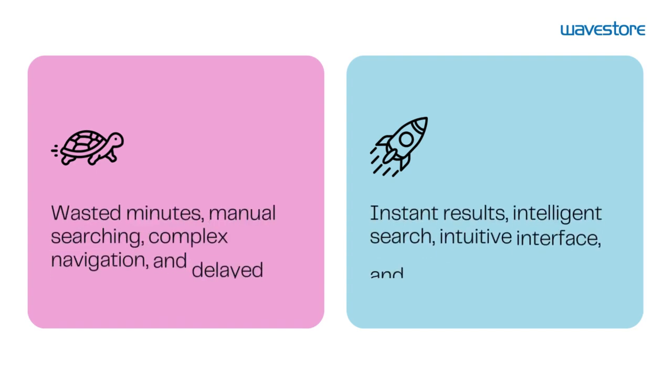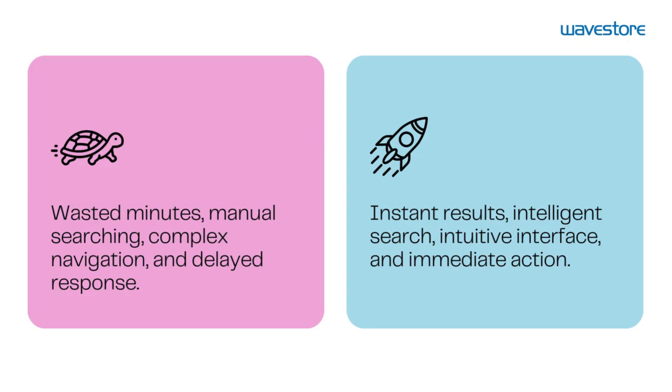And when you put them side by side, the difference is just night and day. The old way, it's all about friction, wasted minutes, manual searching, complex menus, and ultimately a delayed response. The v6.44 way is all about flow. We're talking instant results, intelligent search, an interface that actually makes sense, and immediate action. This isn't just a minor update, it's a whole new way of operating.